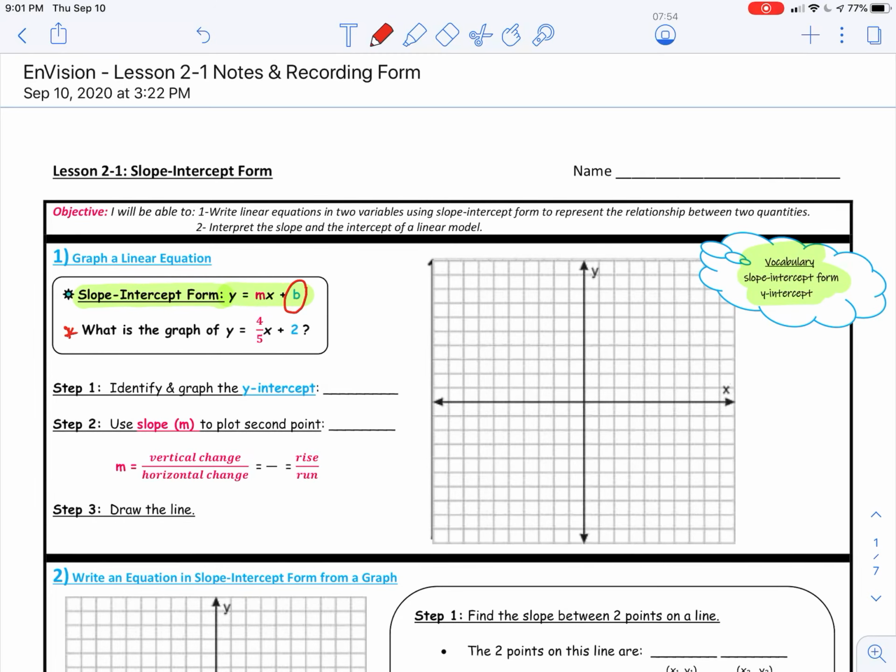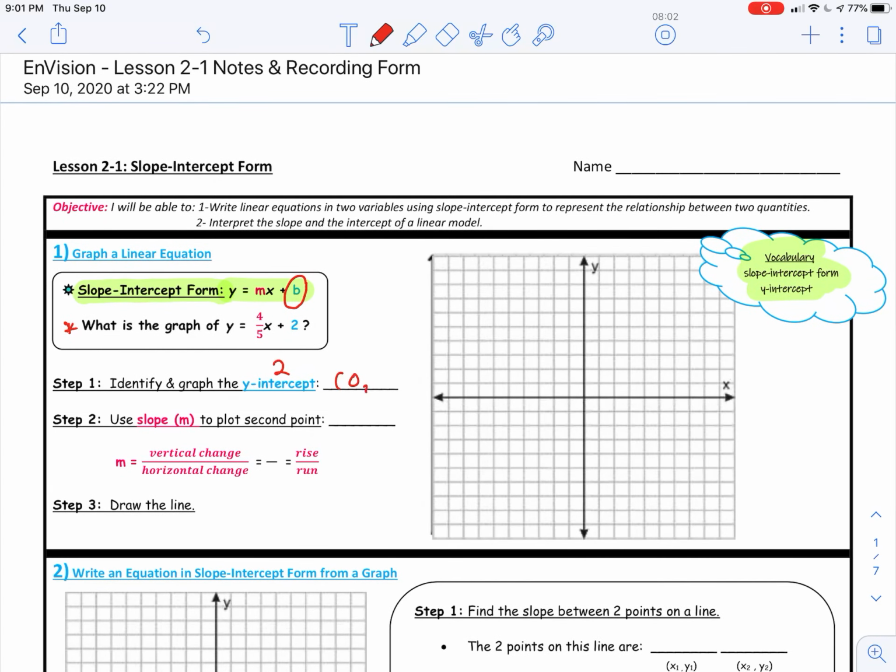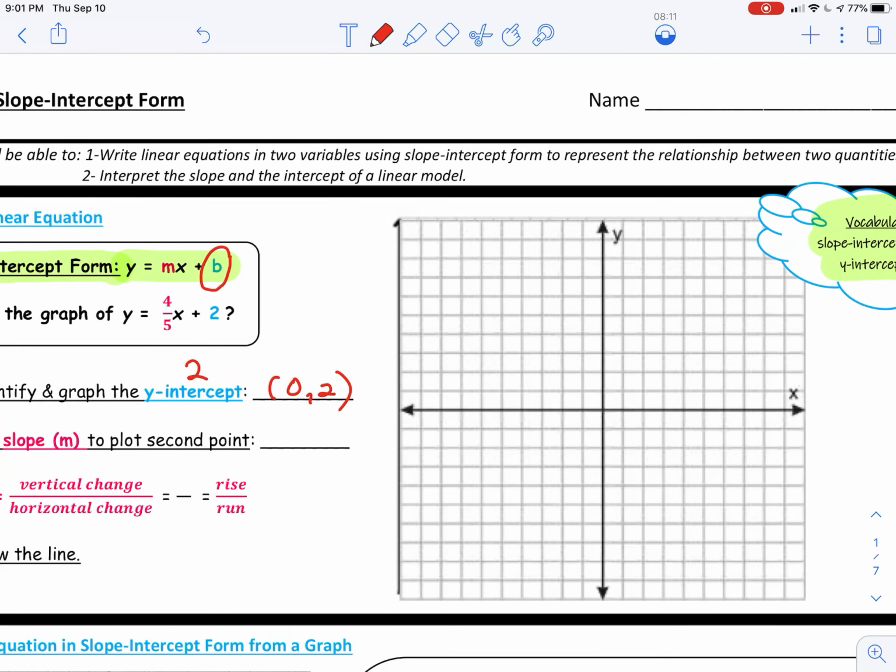So I know that this 2 is my y-intercept. So if I have to graph that, it's going to be at (0, 2). Interestingly enough, I used that as an example at the bottom, not on purpose, but we did it, so there we go. So let's go ahead and plot (0, 2). Make sure that you label that as so.